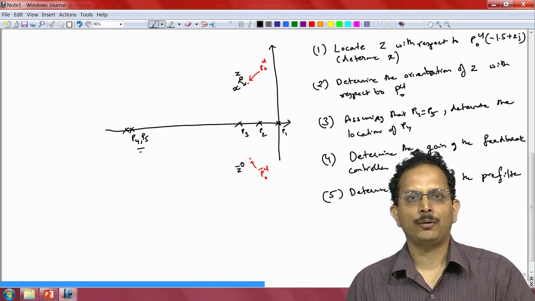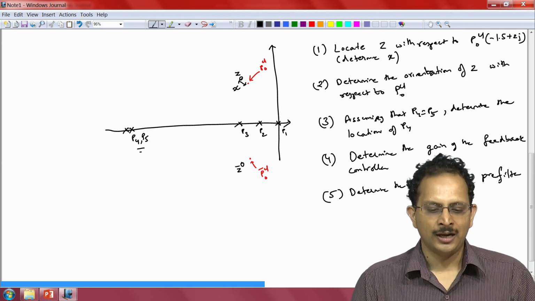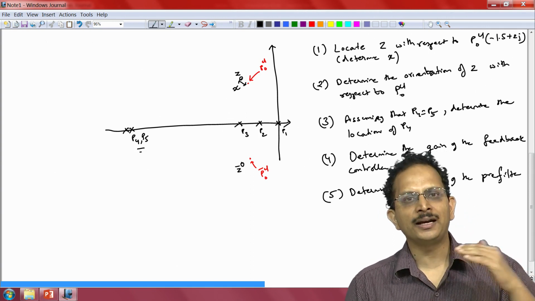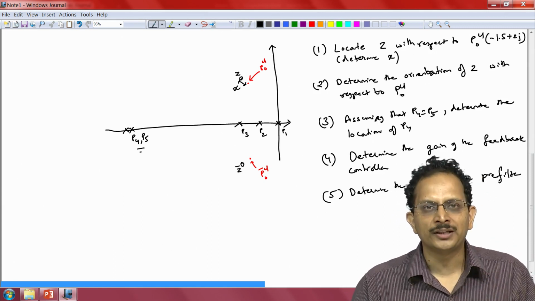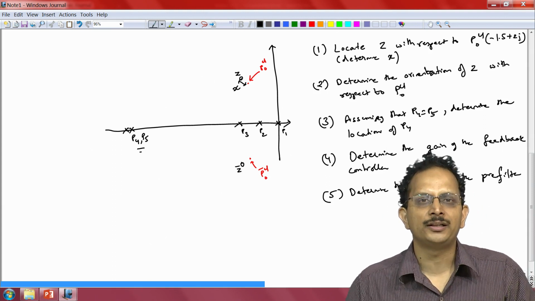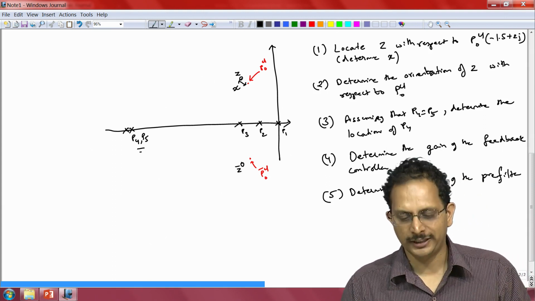In the first step of the design, if we are successful in determining the distance x, and in the second step if we know the angle of this point Z with respect to PCL0, then the two together will allow us to fix the point Z. If the point Z gets fixed, the point Z bar also gets fixed.